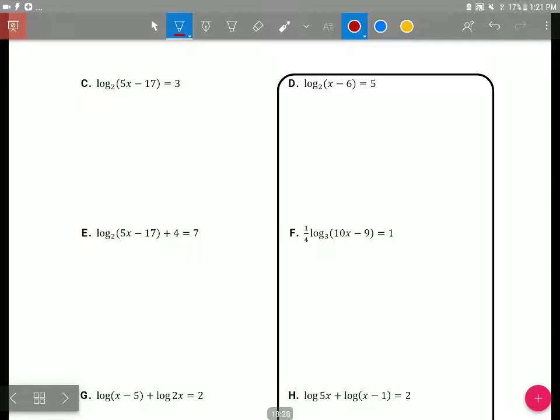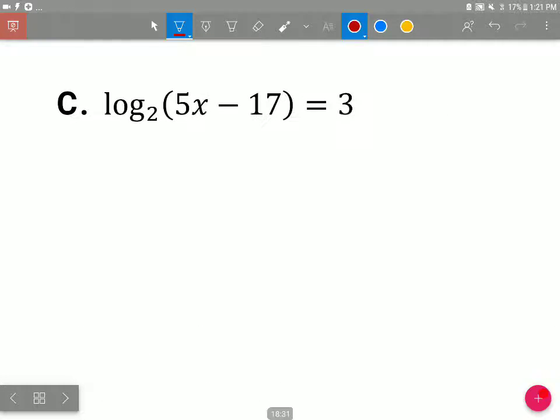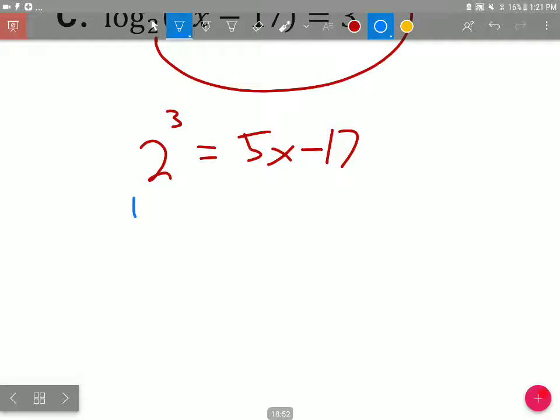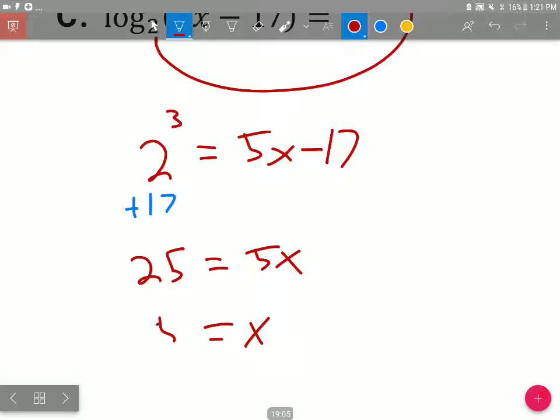All right, so what is your base for letter C? 2. So 2 to the exponent equals the argument. So 2 cubed equals 5x minus 17. Cool? And now it is a two-step equation. What are you going to do? Okay, so 2 cubed is 8. What's 8 plus 17? 25. So x equals what? 5. Done.